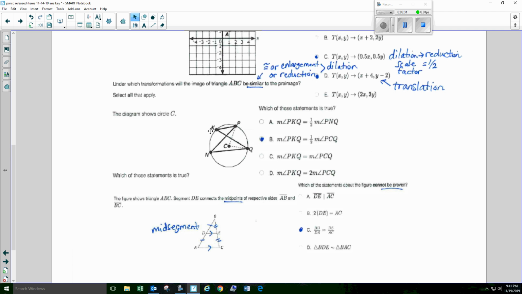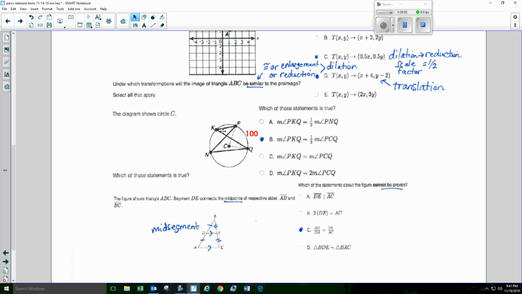So we need to remember, I'll review the vocab again. Remember, any angle that is formed on the circle like this is called an inscribed angle. And that inscribed angle always equals half of its arc. So the arc that forms angle PKQ is arc PQ. Whatever angle measure this arc is, say that's 100 degrees, then this angle will be 50, half of it.